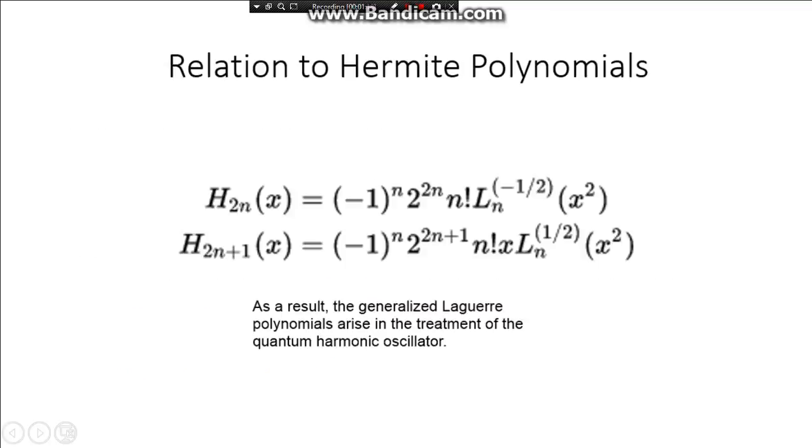Let's see how they are related to Hermite polynomials. We see that there are two equations which relate Hermite polynomials to Laguerre polynomials, just as we saw in the case of Hermite polynomials. We see that the 2nth Hermite polynomial of x is equal to (-1) raised to n times 2 raised to 2n into n factorial into the nth Laguerre polynomial of x squared. As a result of these two equations, generalized Laguerre polynomials can also be used in the treatment of the quantum harmonic oscillator.